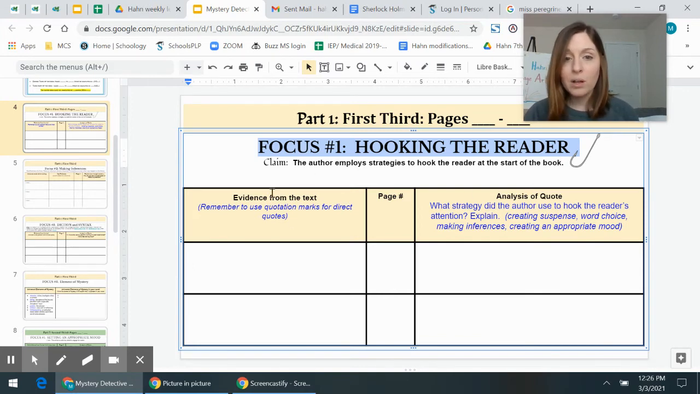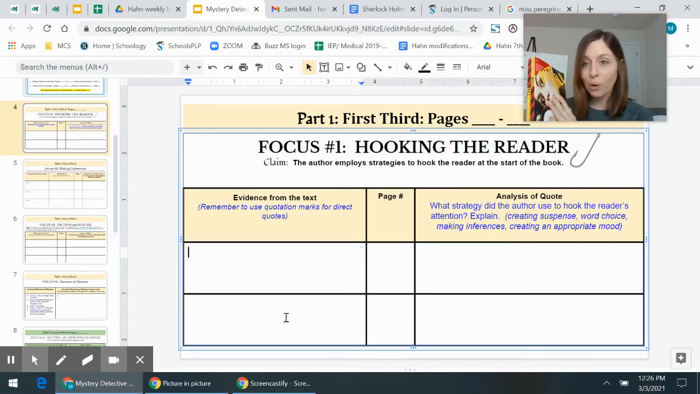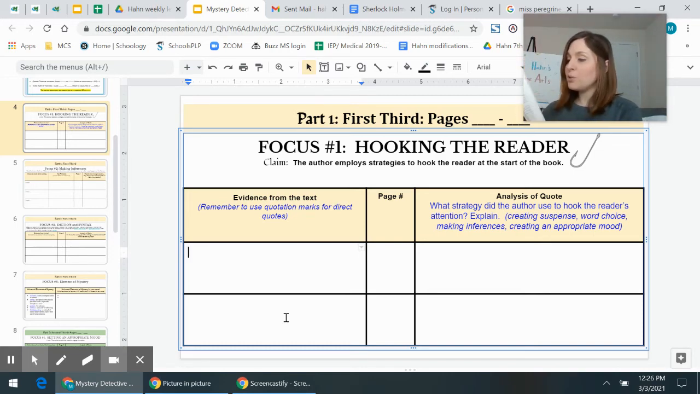For each skill, we have a claim. The author employs strategies to hook the reader at the start of the book. That's our claim. We learned about that, and you're going to learn the ways that the author does that. So if you have a book in your hand or if you're online, as I read the first few chapters, maybe just the first few pages, I'm going to say, ooh, in the opening chapter, we find out that a murder has happened and no one knows who did it. Well, that is really grabbing my attention.